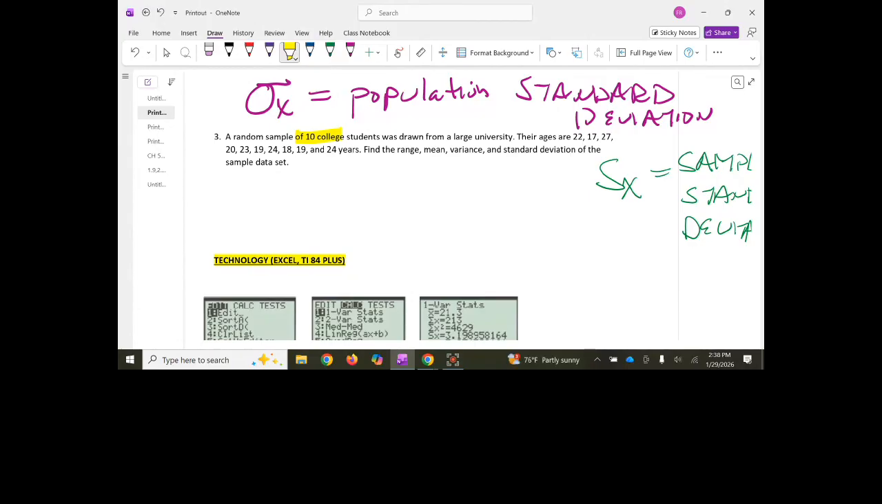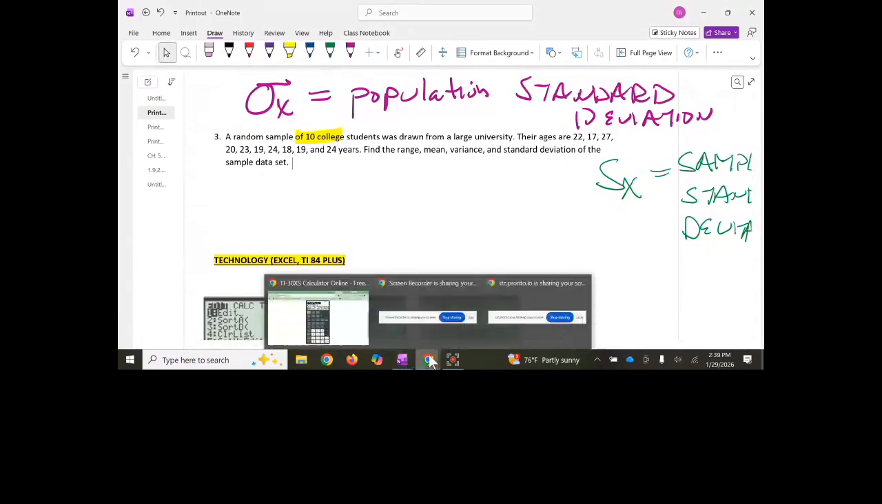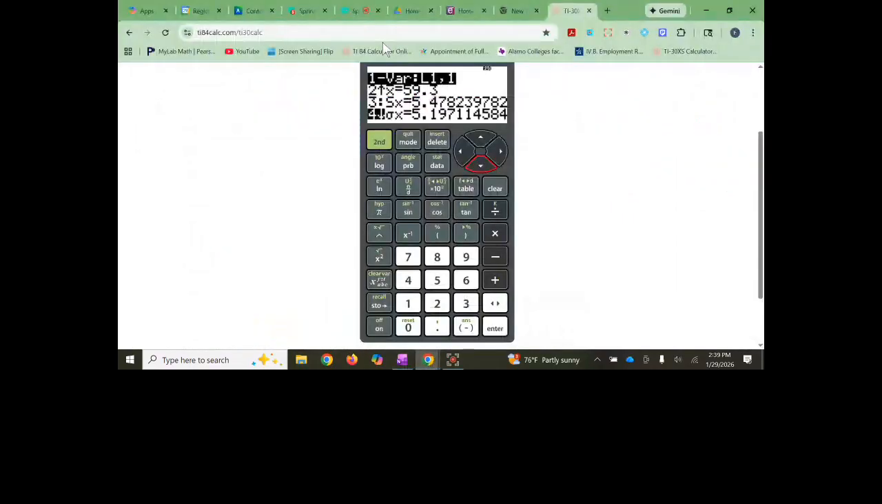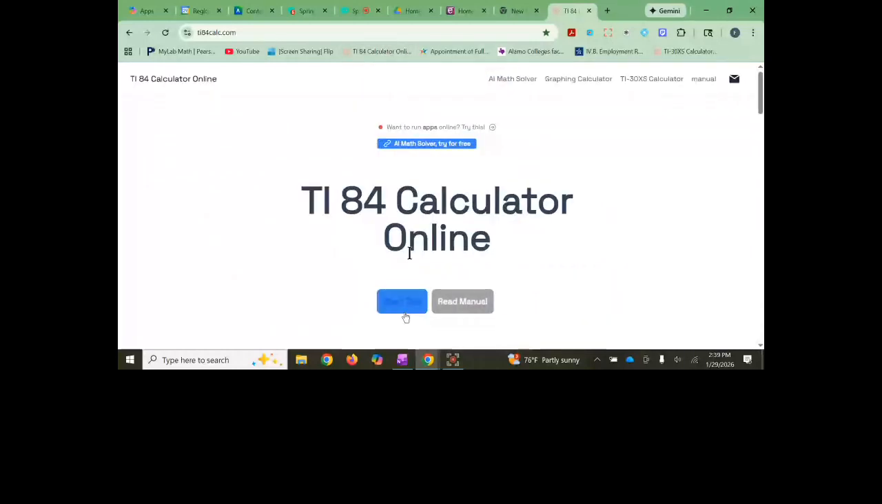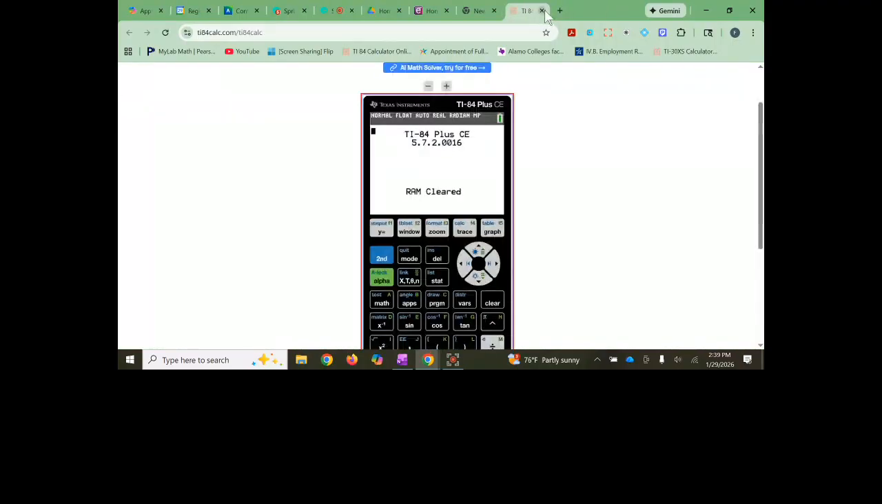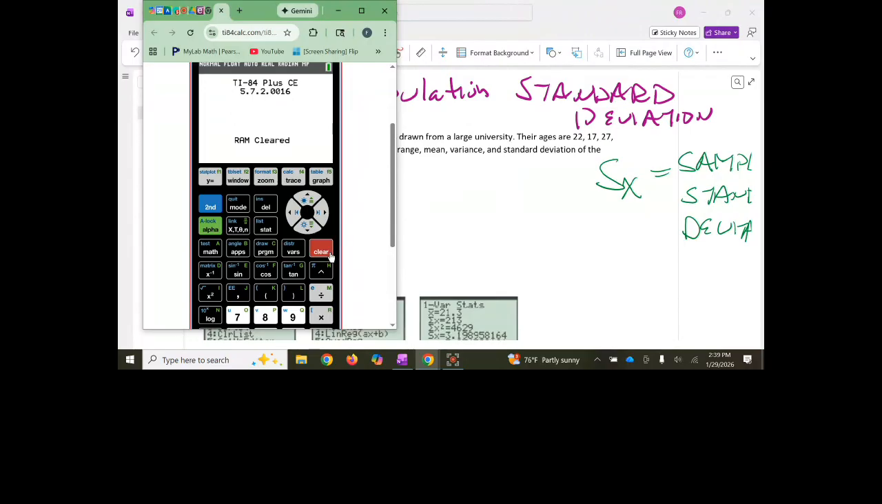I'm going to show you a process with our calculator again. I'm going to use the graphing one, just so that those of you who are using the graphing one have some exposure to it, but the process works exactly the same way. First thing I'm going to do is clear my business out here.